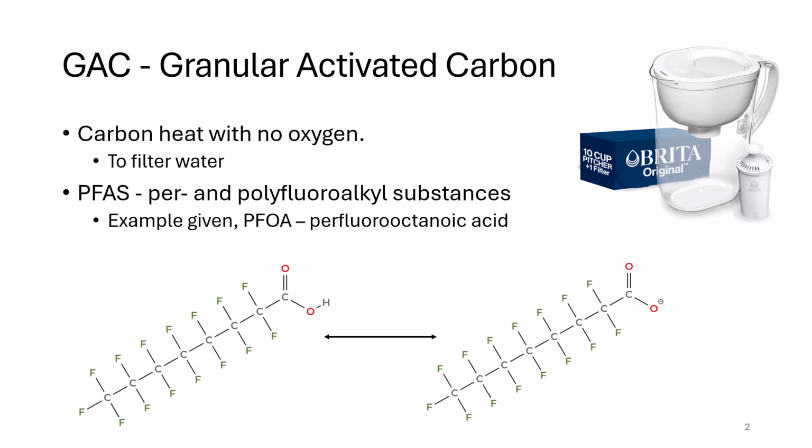so what is GAC and what is PFAS? I guess I'll start with what is PFAS. PFAS is per- and polyfluorinated alkyl substances, and in this video I'm going to talk about specifically PFOA. And I'm going to talk about FPBA a little bit, but when we get there, you'll know what it is.